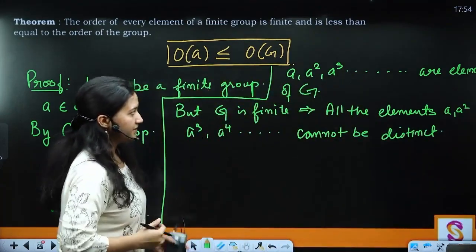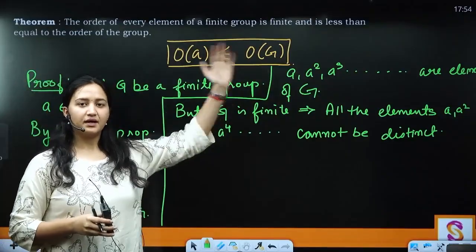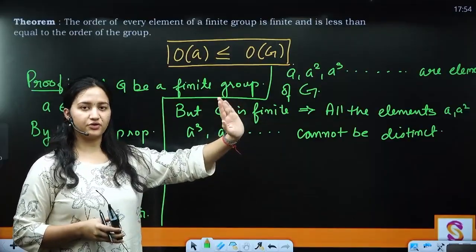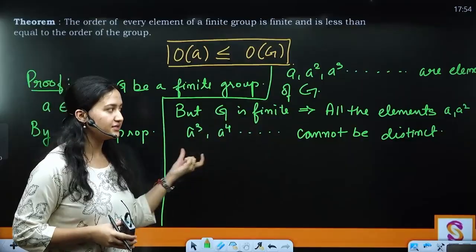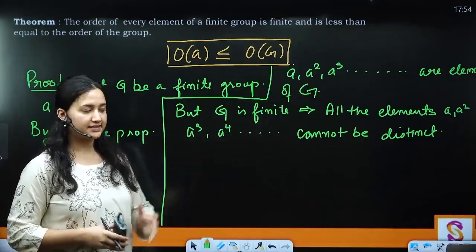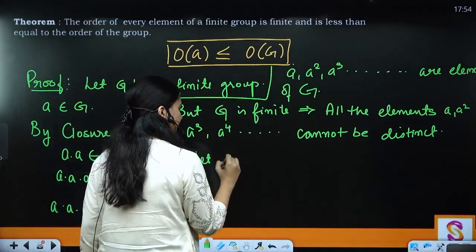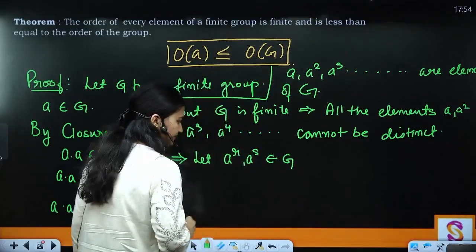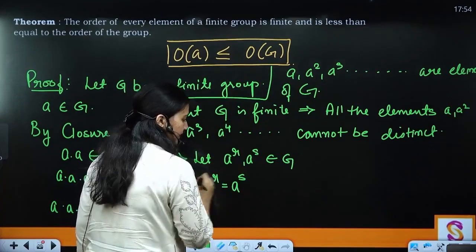They cannot be distinct. Why? Because G is finite. If G were not finite, then however many times you kept going, it could have gone on and on forever. But here since G is finite, these elements are not all going to be distinct, right? So this implies that let A raised to the power R and A raised to the power S belong to G, where A raised to the power R equals A raised to the power S, right?